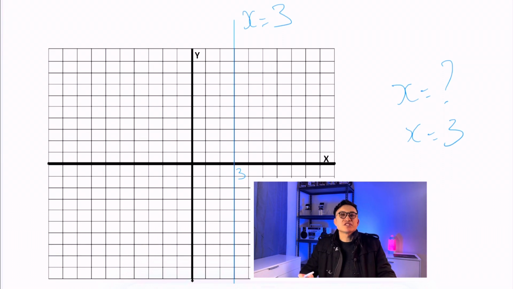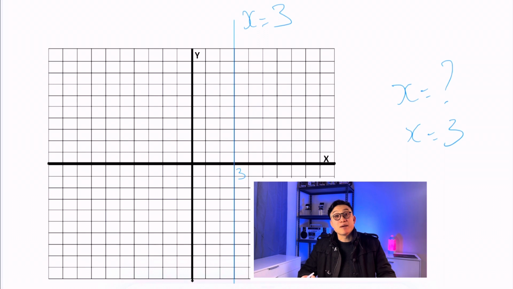So what's a real life scenario of where people use vertical lines? For example, if there's a builder that wants to build a vertical wall 3 meters from the fence, they will locate 3 meters from the fence, pinpoint that point, and start building the bricks upwards from that point. And that is a real life scenario of a vertical line.